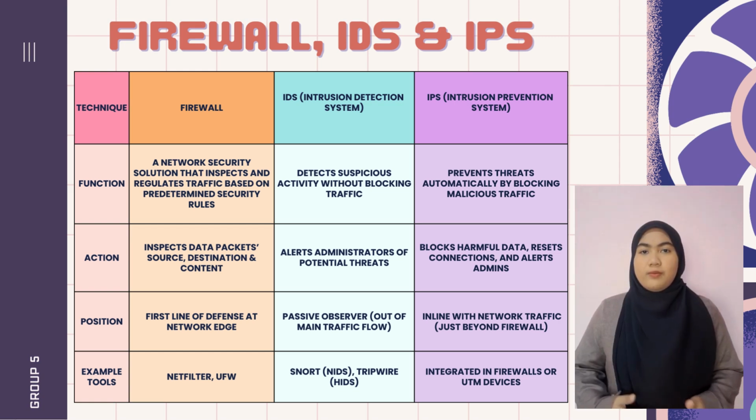Finally, we have IPS, or intrusion prevention system. IPS is more active than IDS. It does not just watch, it blocks dangerous traffic before it can cause harm. It can also reset connections and alert the admin. IPS is usually placed just after the firewall, so it can act immediately on any threat. Sometimes it's part of a firewall or UTM device. So to sum up: the firewall is the gatekeeper, IDS watches and alerts, and IPS is proactive, guarding and stopping threats. Together they create a strong first layer of network security.